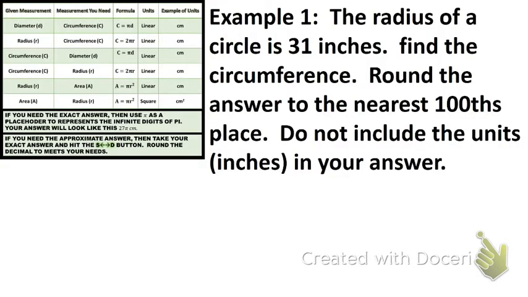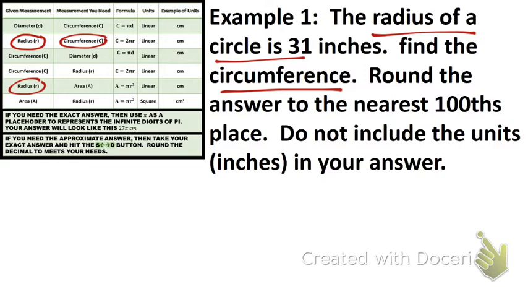In this example, it says that the radius of a circle is 31. So they're giving us the radius on this problem. So we know the radius, and it says find the circumference. So we know the radius and we're looking for the circumference. So on this problem, this is the row that we're using, the radius and circumference row, and it tells us that we need to use the formula C equals 2 pi r, and our units are going to be linear. In this case, since the problem has inches, our units are going to be in inches.